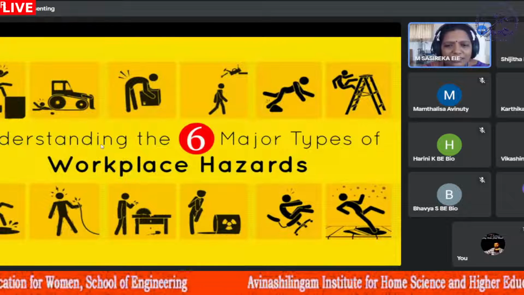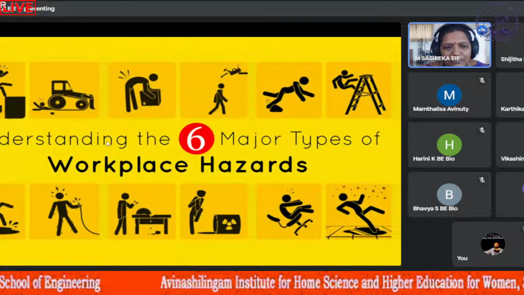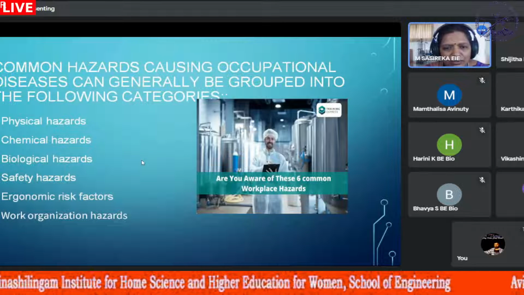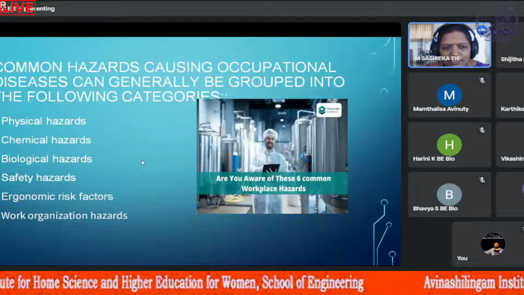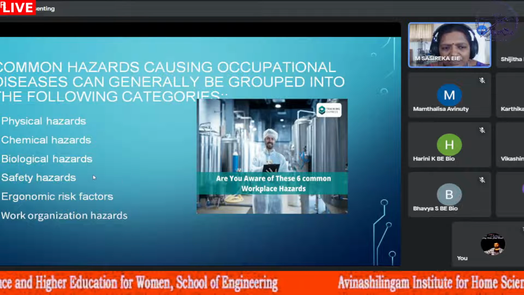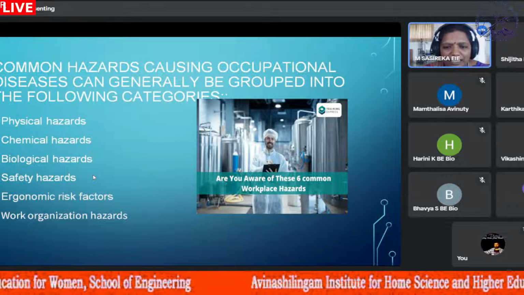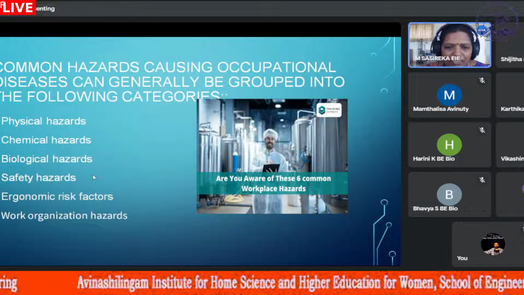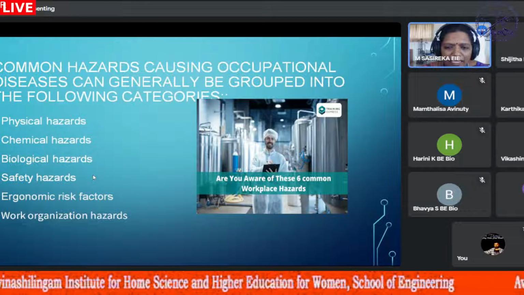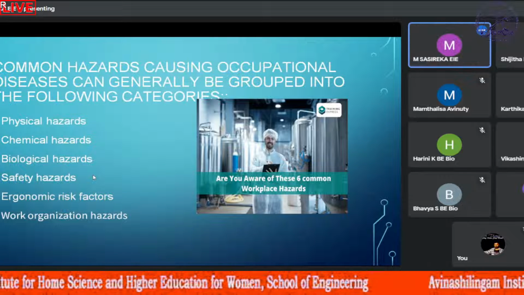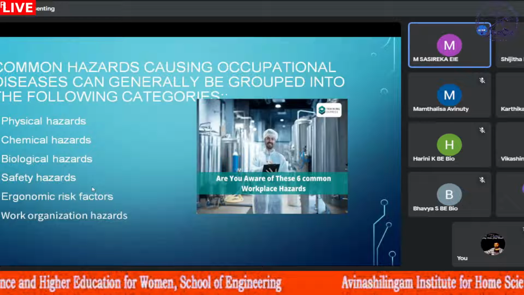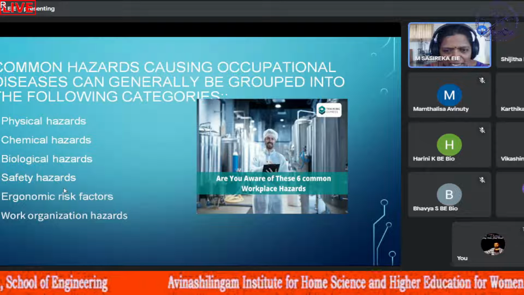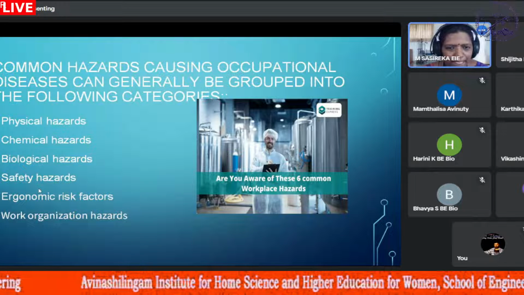There are totally 6 major types of workplace hazards. We will see them one by one. Here I have categorized what hazards we will be facing in the workplace, and then we will see the effects of these hazards, and we will see the remedy. I have categorized them in these sections. I have gone into my PPT, so I'm not able to see you. In case there is any problem, just call me and intimate me.